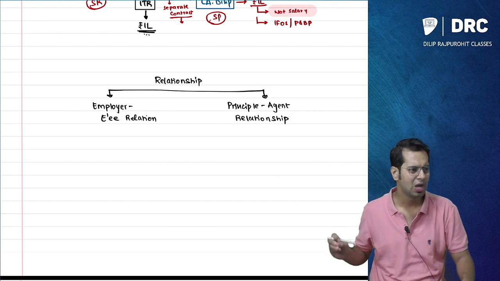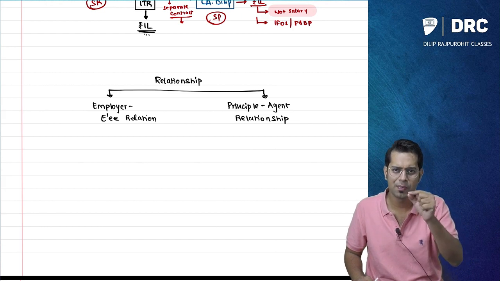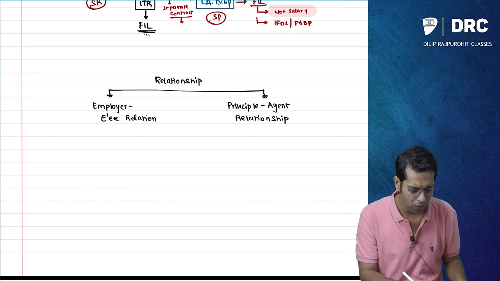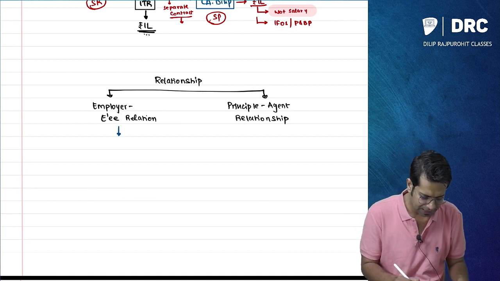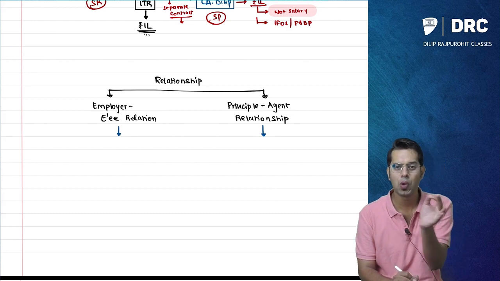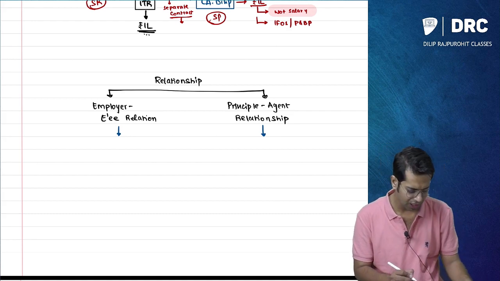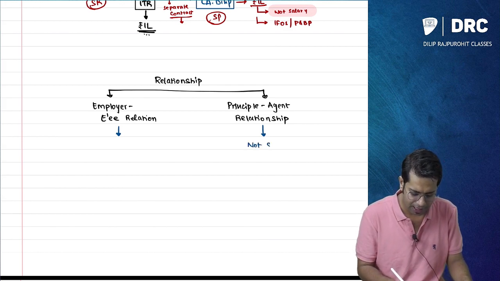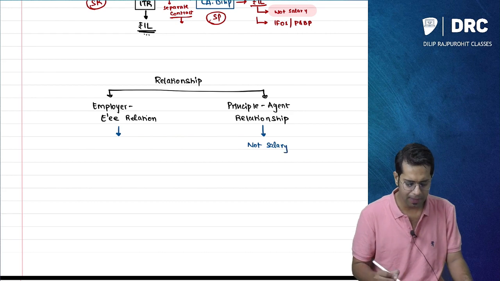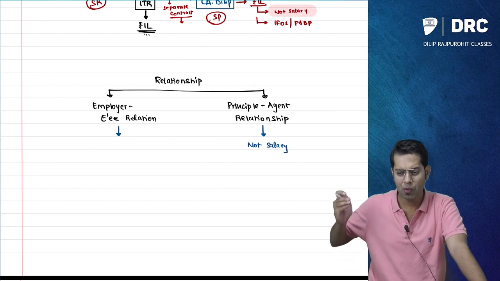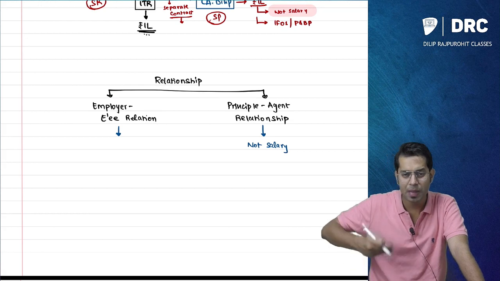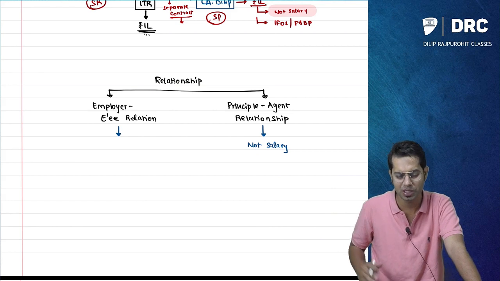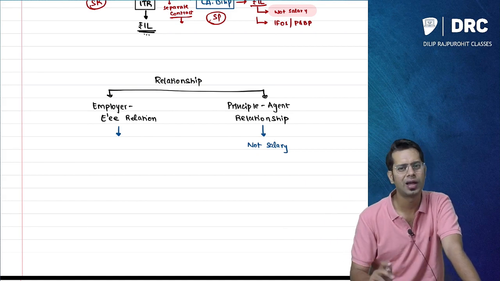Normally students get confused, sir, whether the relationship of principal and agent is equal to employer-employee relationship. I hope you know the answer. Principal and agent relationship is not employer-employee relationship. Principal and agent relationship is not covered under salary. So whatever amount is paid by the principal to his agent, though he may be paying it on a monthly basis, though he may pay some overtime charges, though he may pay some bonus to the agent, that is not covered under salary.